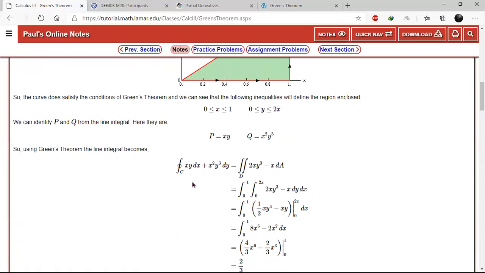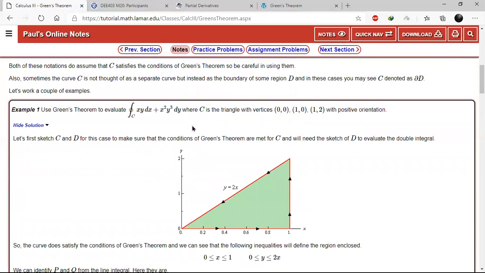So we have identified our P and Q. P is equal to xy and Q is equal to x squared y cubed. These are the major things you need before you proceed to verify Green's theorem. You need first to have the limits: for x, 0 to 1, and for y, 0 to 2x. Then we get the line integrals, P which is xy, and Q which is x squared y cubed.